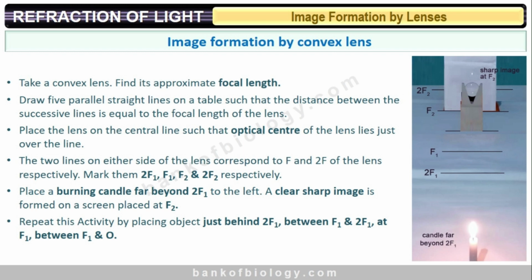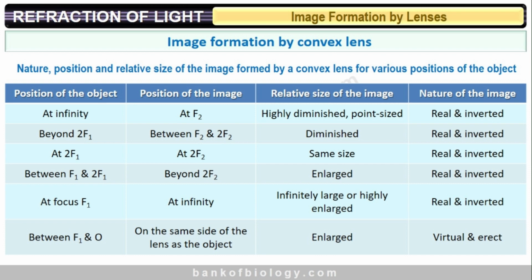Place a burning candle far beyond 2f1 to the left. A clear sharp image is formed on a screen placed at f2. Repeat this activity by placing the object just between f1 and 2f1, at f1, and between f1 and O.